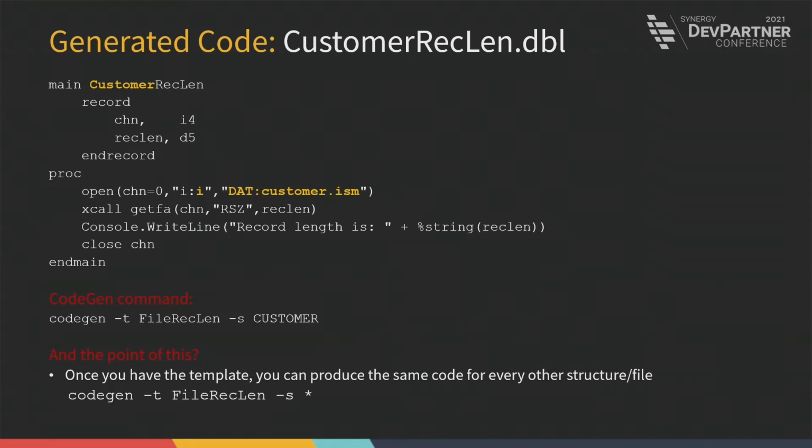So if we've got 1,000 files in our system, which isn't that unusual, and we've got 1,000 repository structures and file definitions that define them all, then we can produce this code for every one of those structures simply by saying something like CodeGen -t file reclen -s asterisk. So produce this output for every structure in my repository, and out come 1,000 source files.